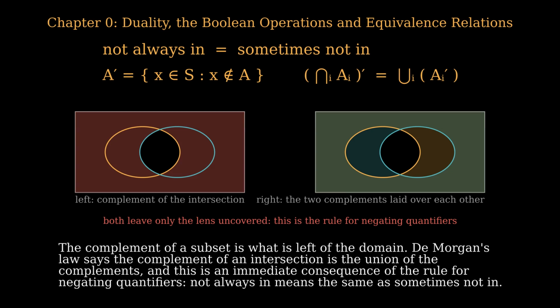De Morgan's law says the complement of an intersection is the union of the complements, and this is an immediate consequence of the rule for negating quantifiers. Not always in means the same as sometimes not in.